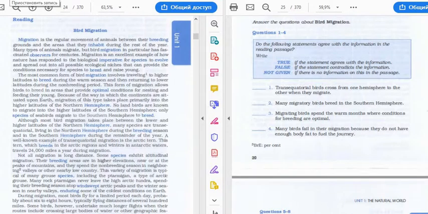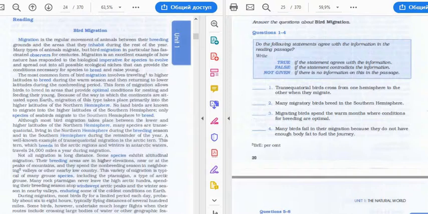The left hand side, an example. Also on the right hand side we have questions from 1 to 4, and the task is: do the following statements agree with information in the reading passage? True, false, not given.